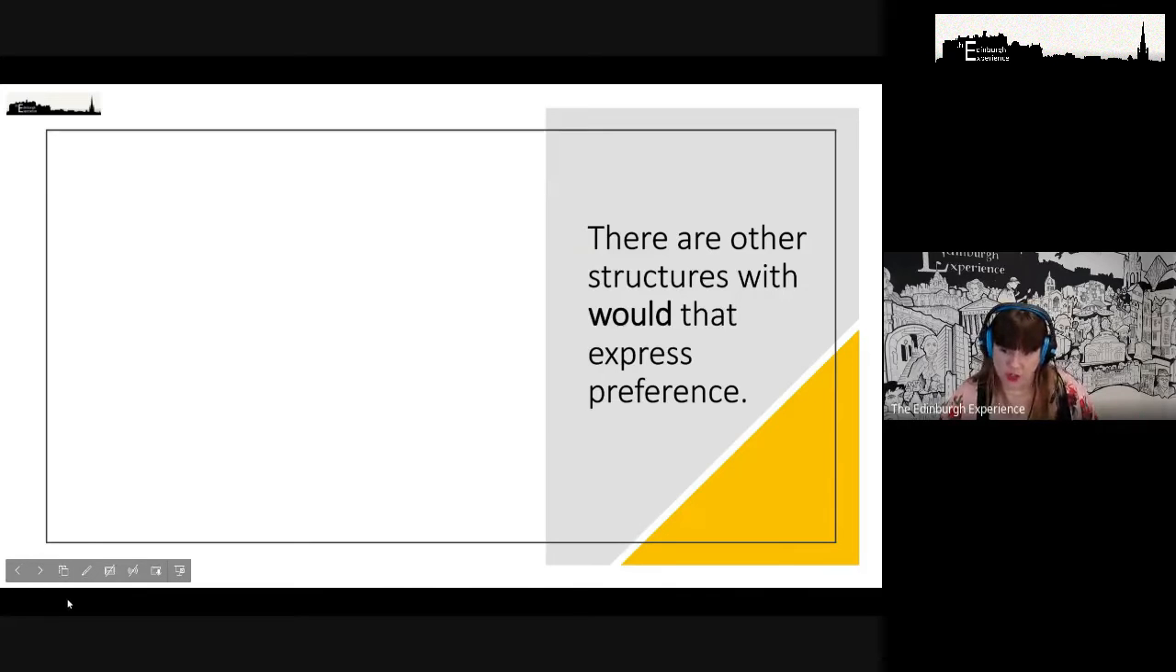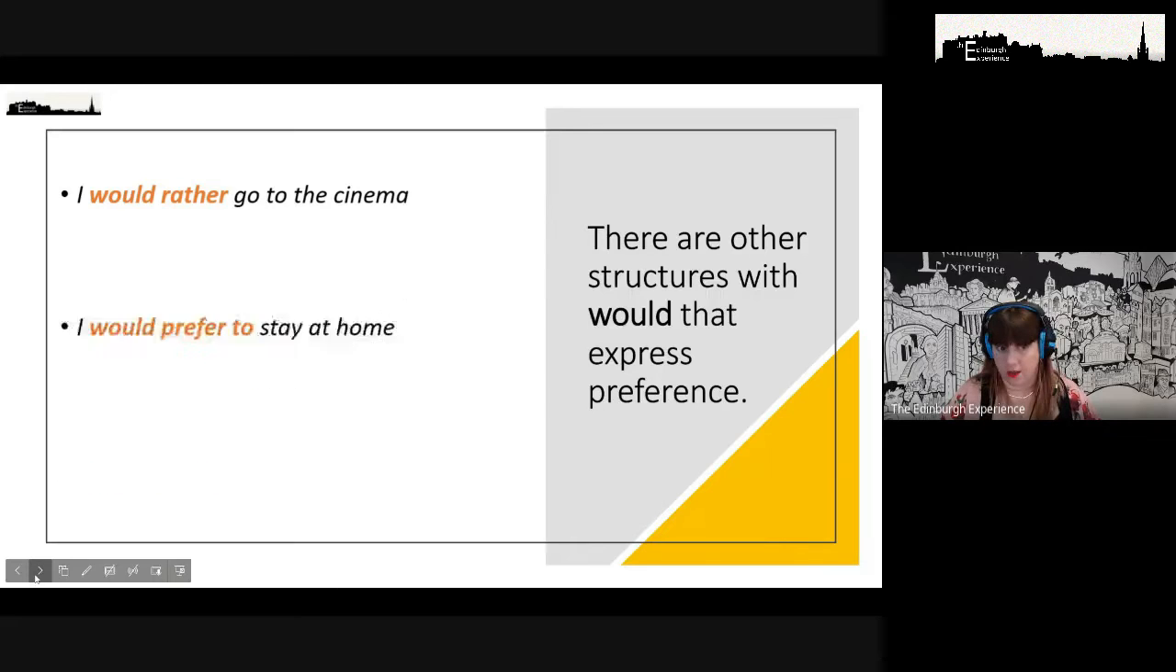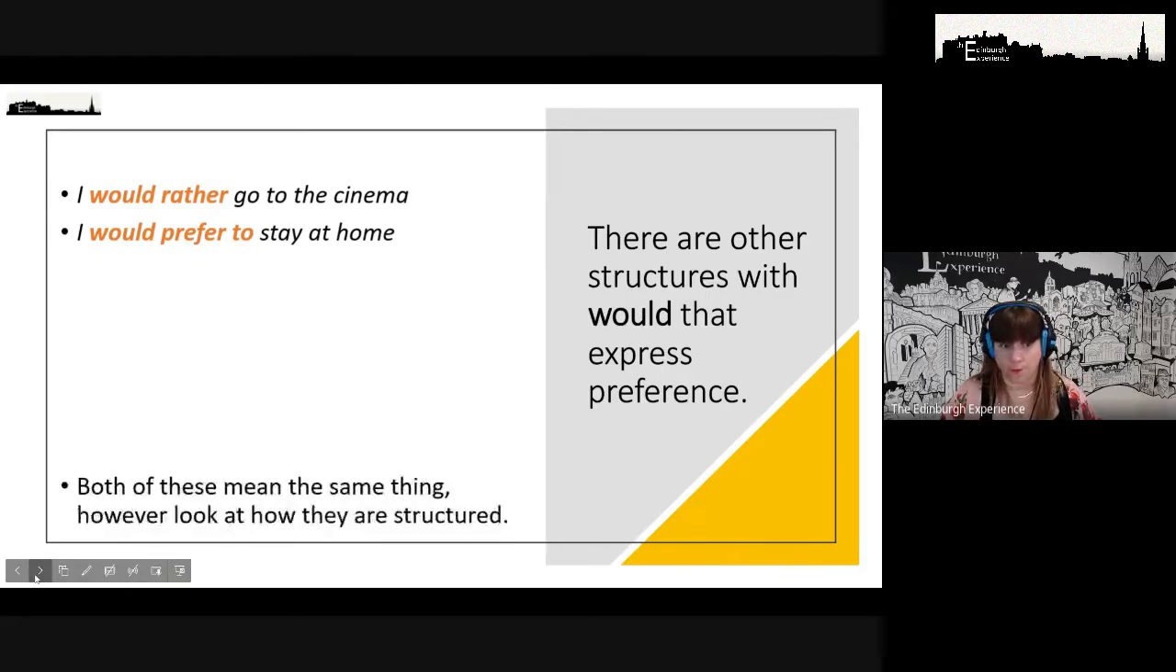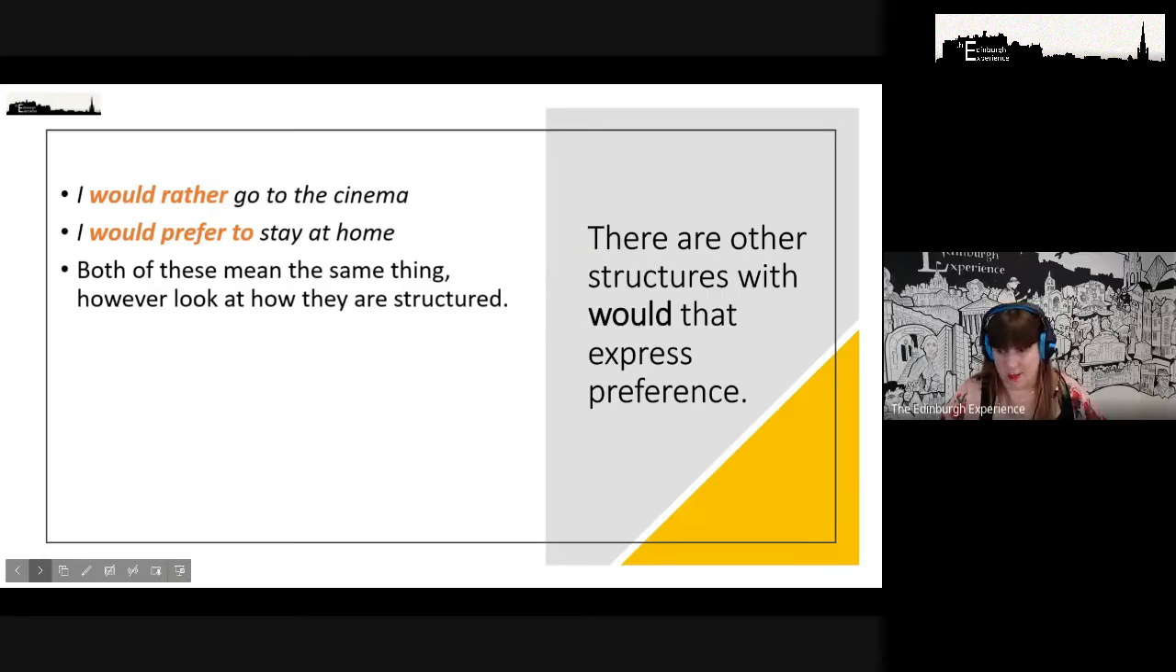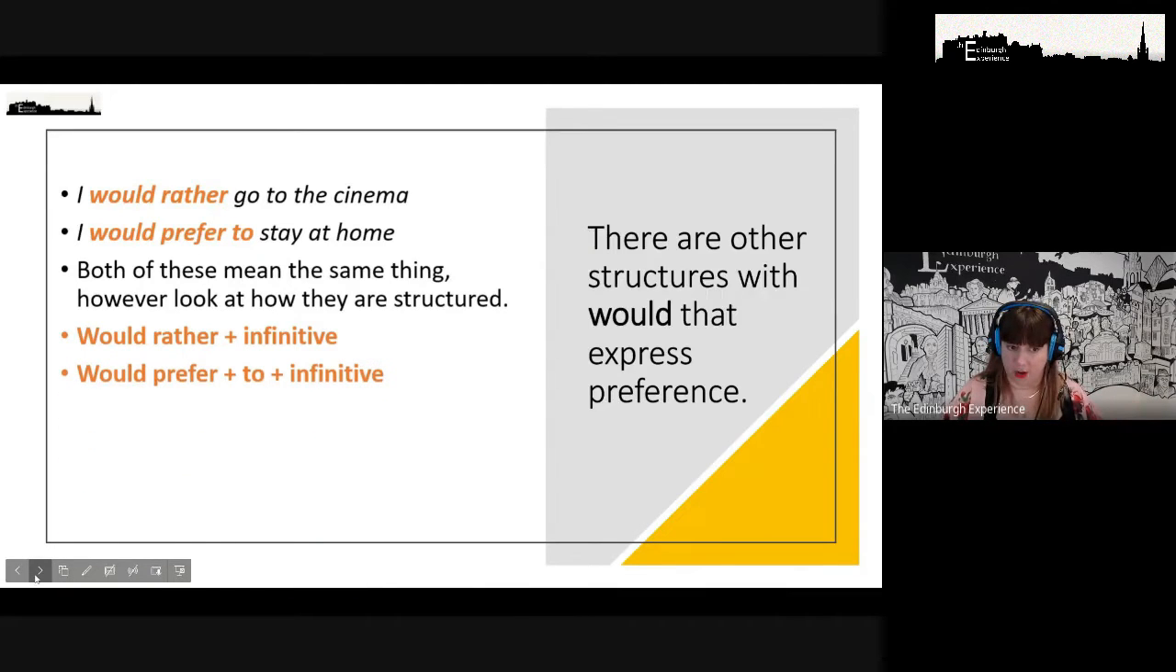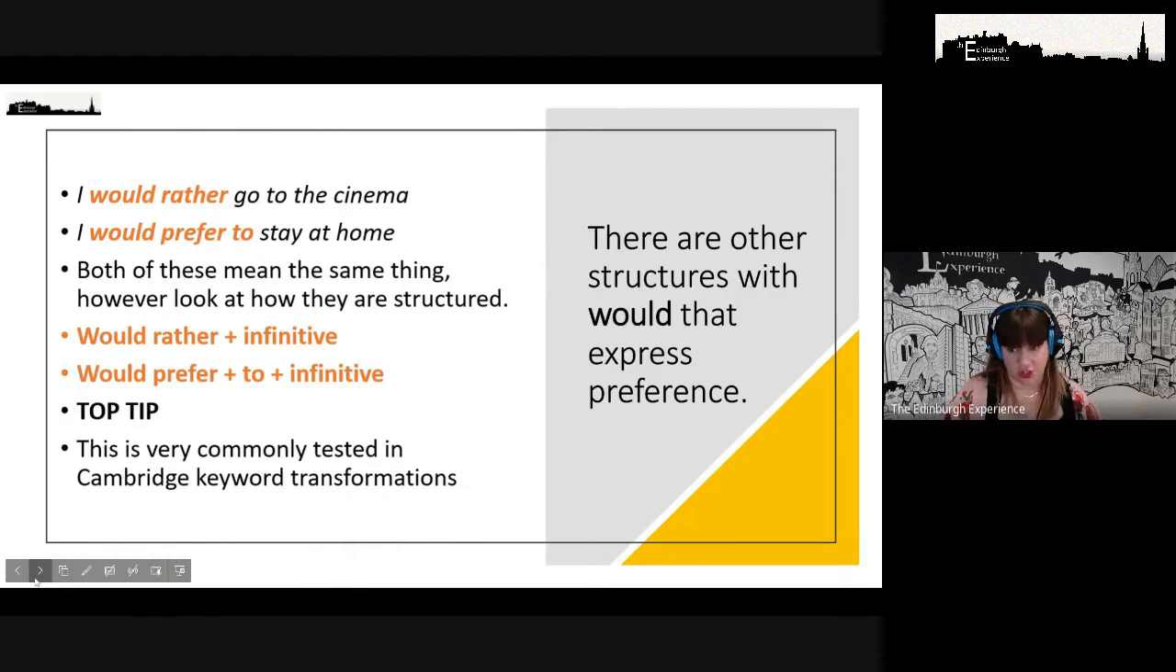We also have other structures that include would that we can use for preference, like I'd rather go to the cinema or I'd prefer to stay at home. Both of those mean the same thing. Just watch out and remember that they're structured slightly differently. So we have would rather plus an infinitive, and would prefer is with to plus infinitive. Little top tip, guys, if you're doing Cambridge exams, especially the First Certificate or the Cambridge Advanced, that's a really commonly tested item in key word transformations.